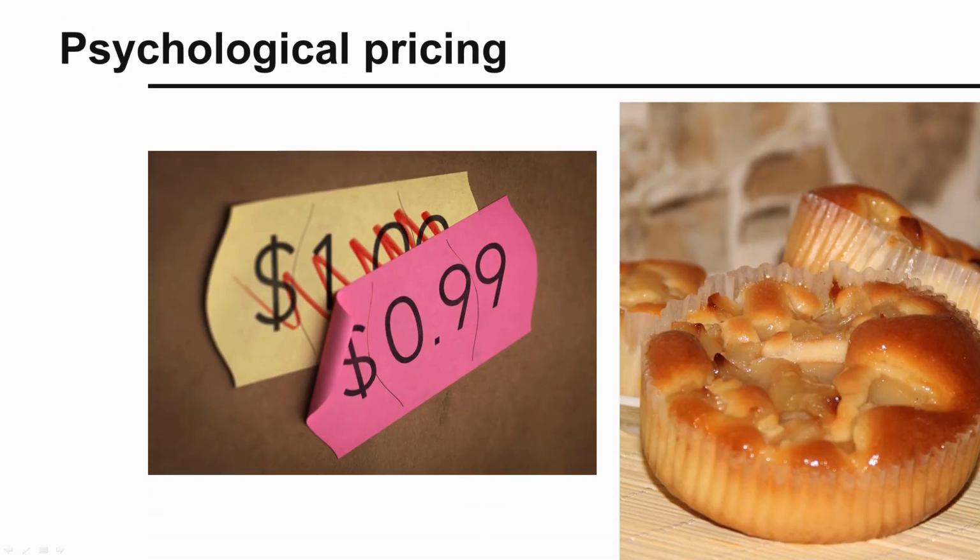Our fourth pricing method is psychological pricing. This pricing method takes advantage of consumers' perceptions when they see product prices. For instance, pricing a product at 97 cents rather than at an even dollar amount takes advantage of the perception that 97 cents is a deal.